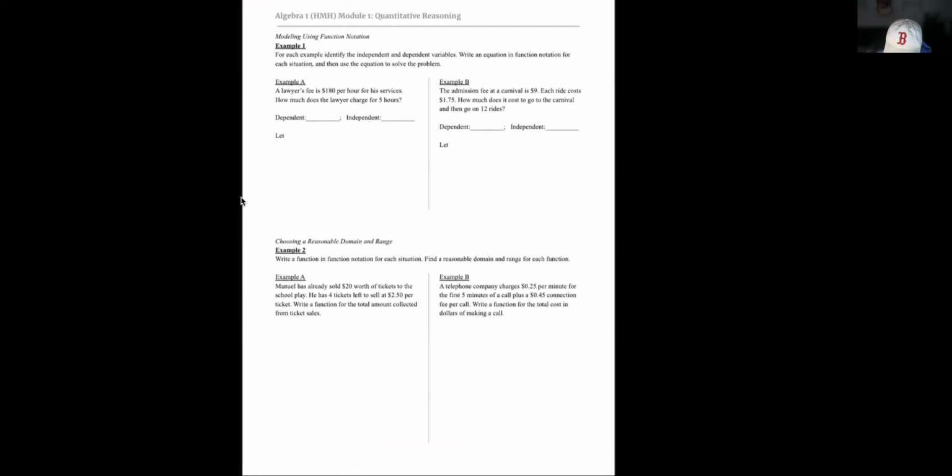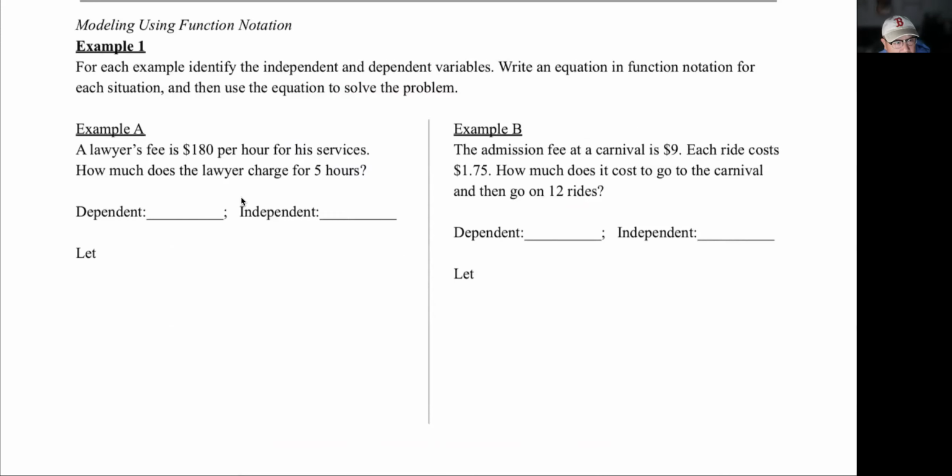Let's take a look at this one right here. Okay. Example A. Here we're supposed to identify the independent and dependent variable and to write an equation in function notation for the situation, and then use the equation or function to solve the problem.